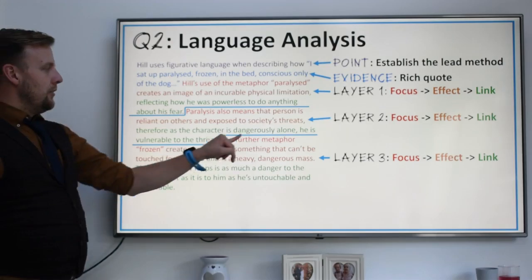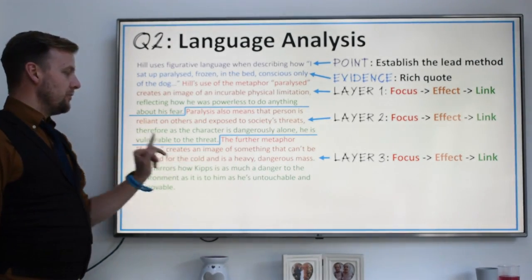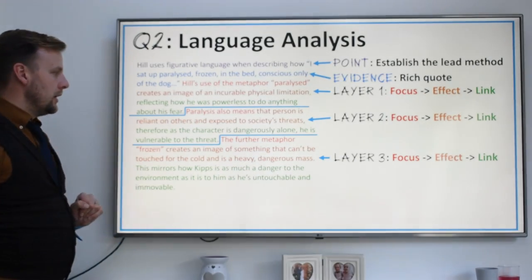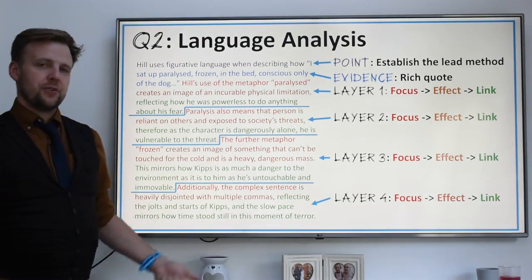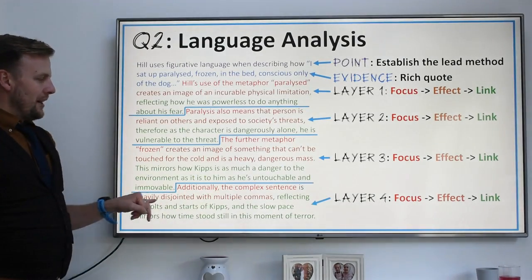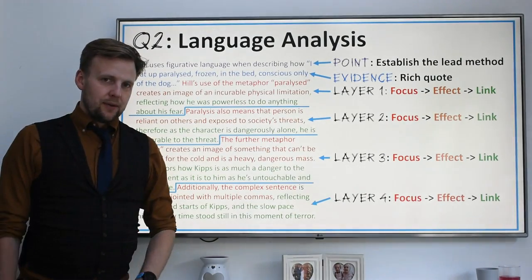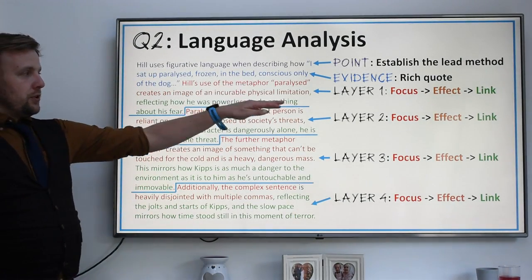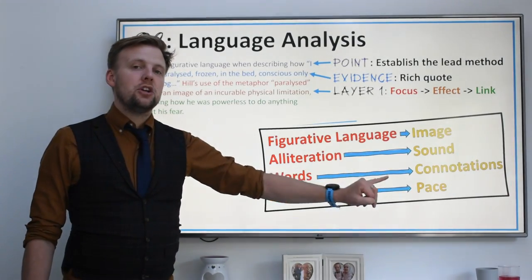And again, focus on the other metaphor, frozen, this is the effect of it, it's what it made me think of, this is how it links back to the topic. And again, now I'm going to talk about sentences. I've talked about figurative language 3 times, let's talk about something different. Let's talk about the effect of the sentence in regards to the pace, and then link it back to the topic.